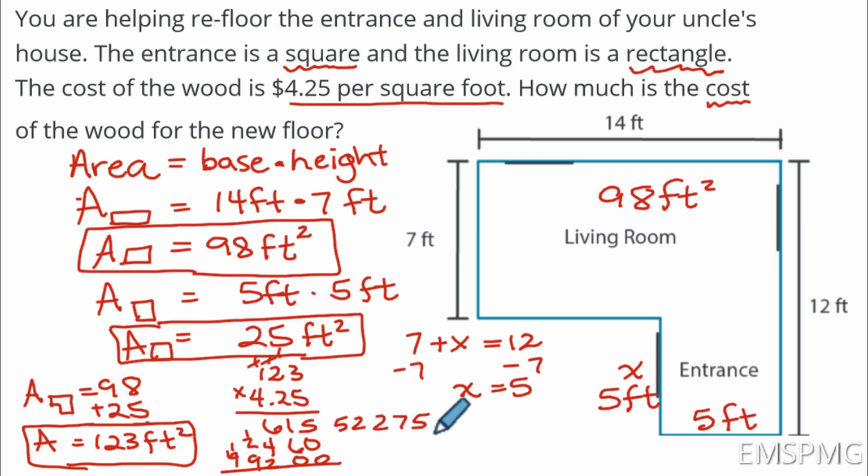So I'm seeing this huge number, but I forgot there's a decimal place right here. When I do long multiplication, just count how many spaces you need to move the decimal place over. 1, 2, boom. And my final cost is going to equal $522.75. Okay, so this is our final cost.